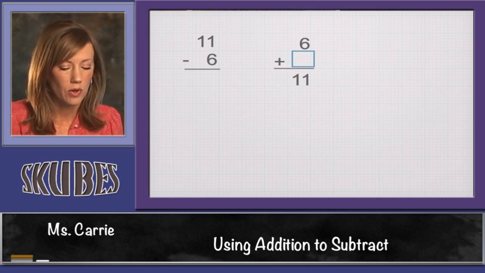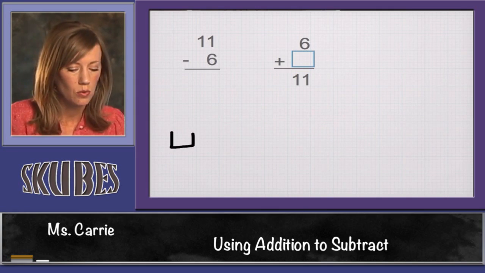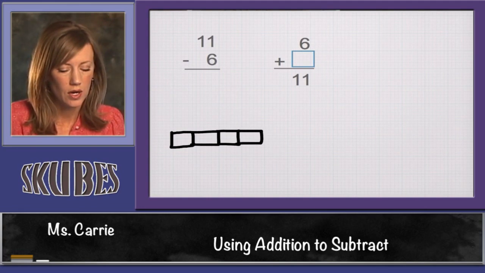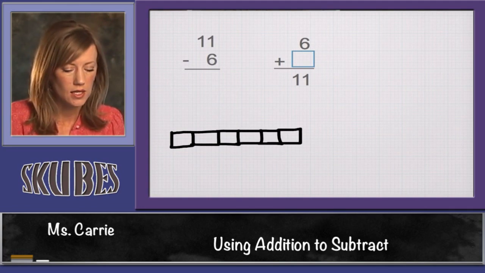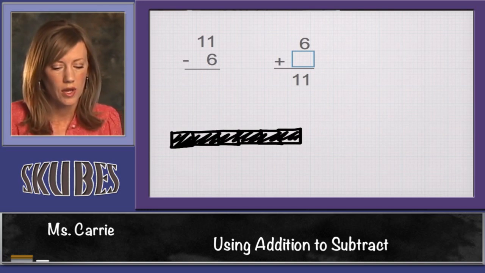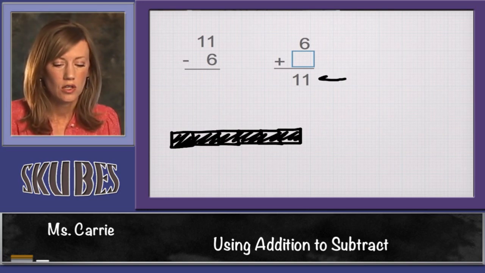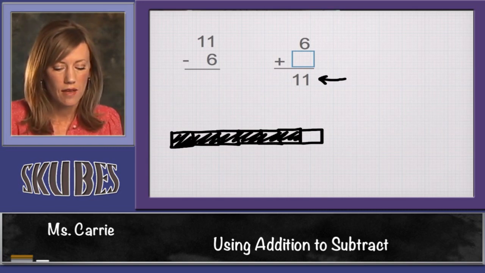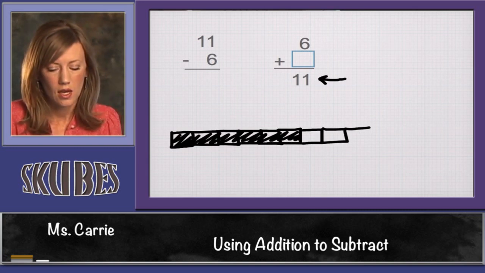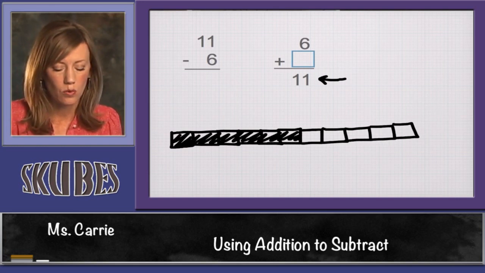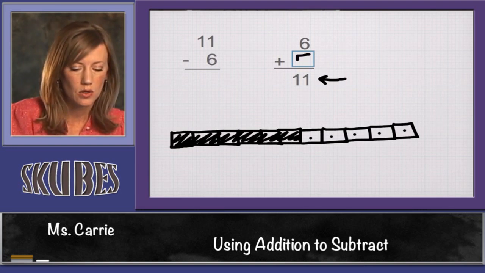Let's solve the addition one first. We'll start with 6. 1, 2, 3, 4, 5, 6. Color them in so we know this is what we started with. Now we have to get to 11. So let's keep counting on. 6, 7, 8, 9, 10, 11. We added 1, 2, 3, 4, 5 more to get to 11.